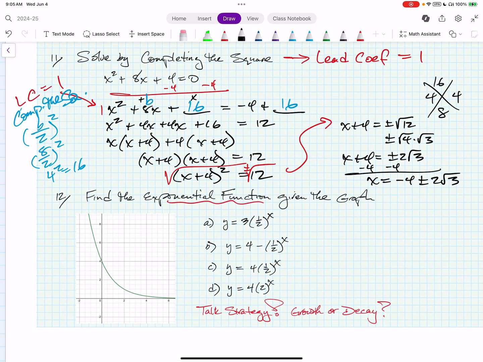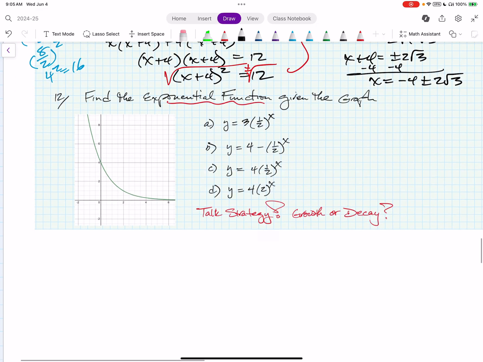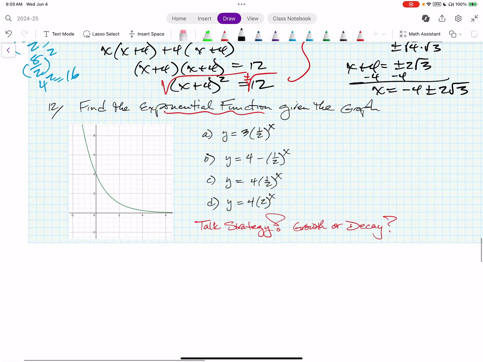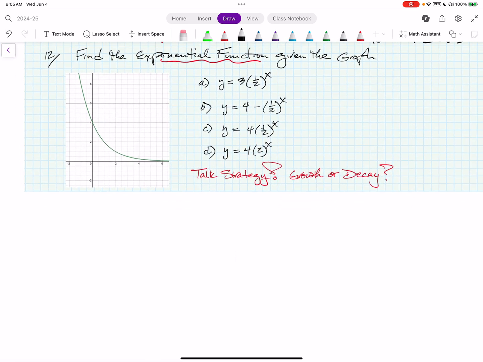Now, number 12, it says find the exponential function given the graph. So let's take a look at this more closely here. All right, so we know this is a decay function, first of all, because it's decreasing. It's going down. Just take a look at it. Because of that, it's a decay function, and because of that, the base has to be less than 1. Okay, that's the first thing we notice.